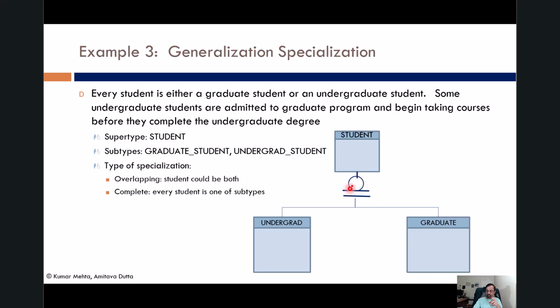That means it's not exclusive. So I could have a student who is both an undergrad and a grad. Okay, so this is overlapping but complete. So this is an overlapping specialization but complete. So it's not disjoint. It's an overlapping specialization. The two subtypes overlap, but the specialization is complete. You cannot have a student who is not an undergrad or a grad student. That's what those two double bars represent.